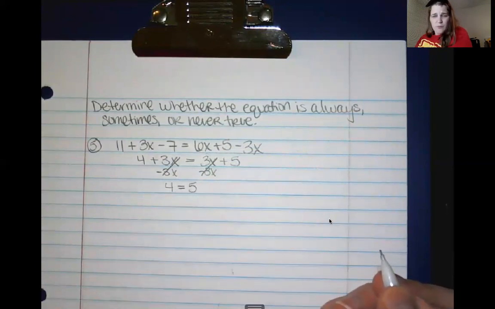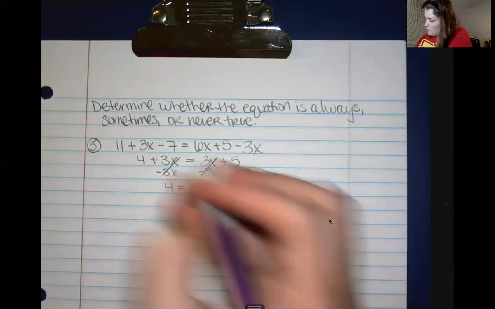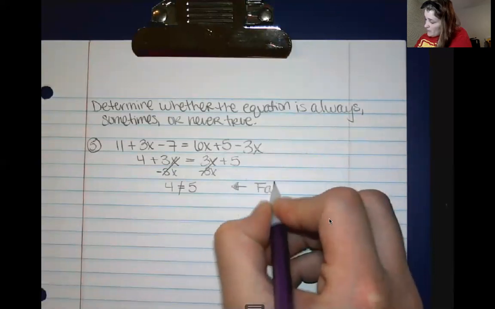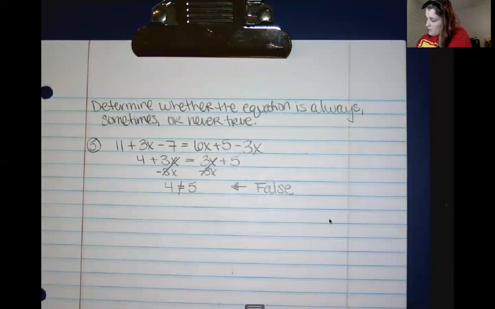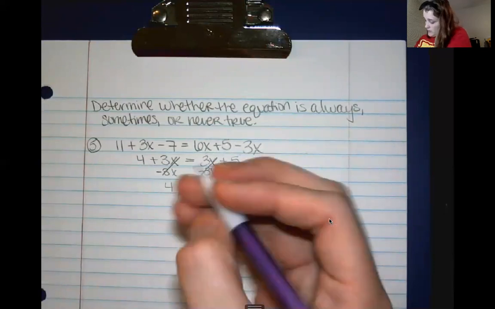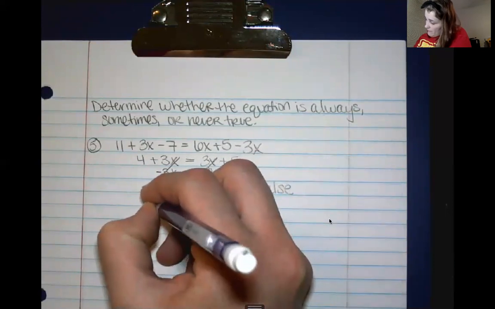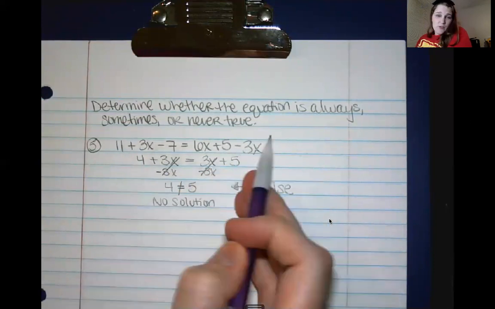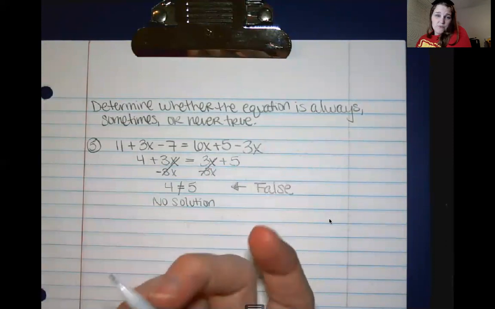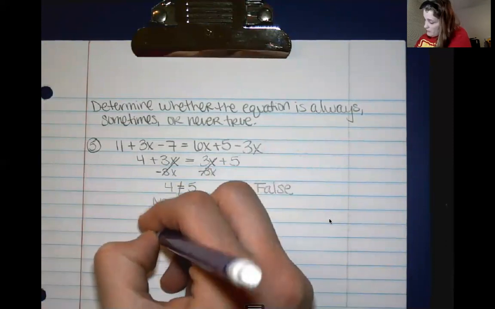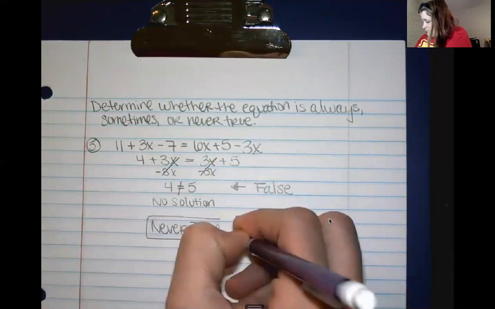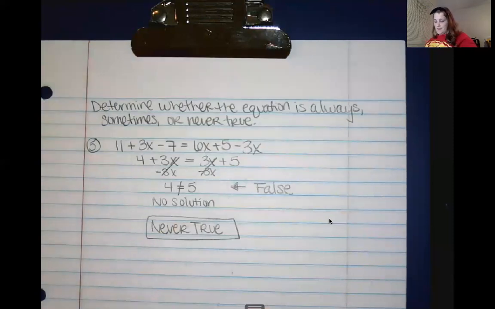So there's no x to solve for, but does 4 equal 5? No, 4 does not equal 5. So this is false. Okay, so in reality, there's no solution to this. There's nothing that we can solve for. But in the reality of the question, when is this true? Well, it is never true. Let's try the next one.